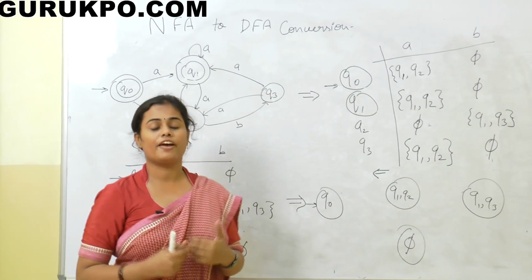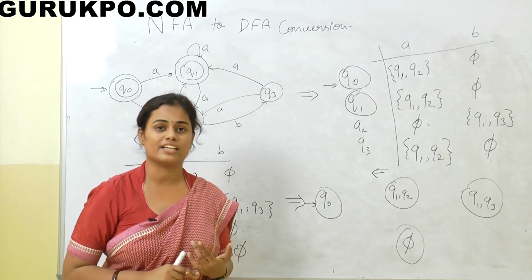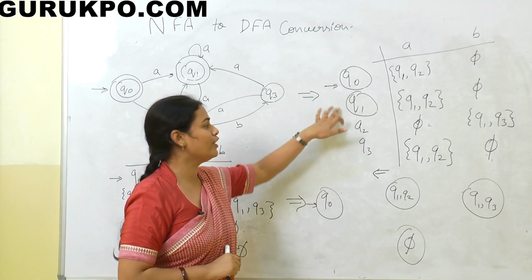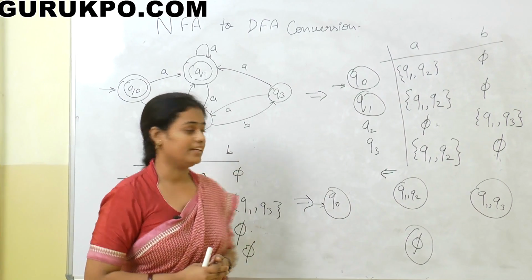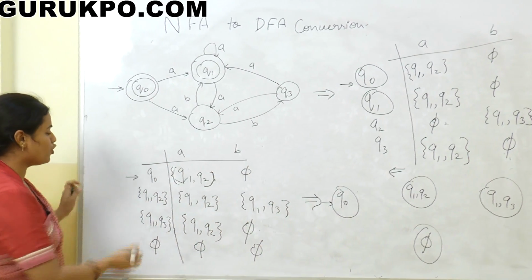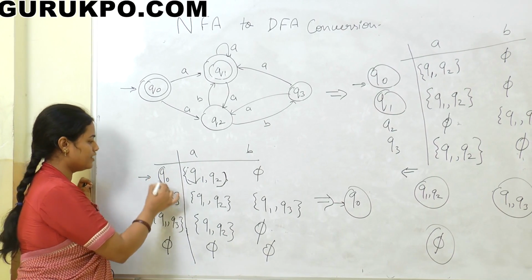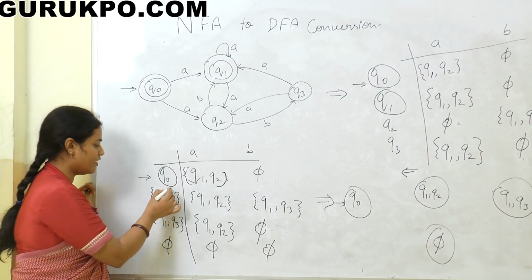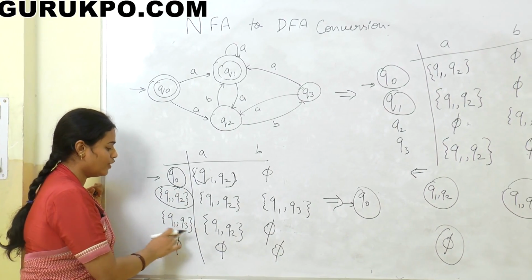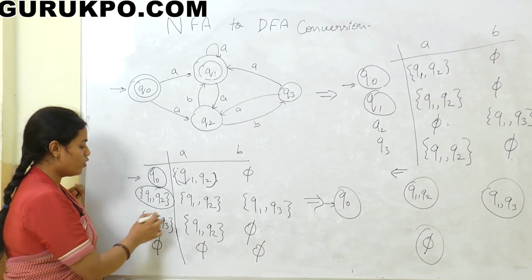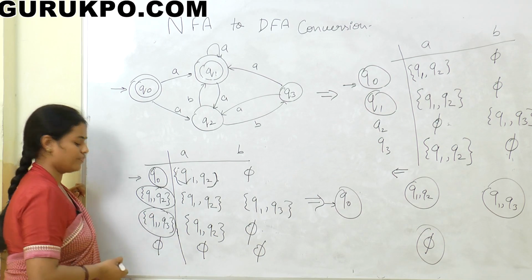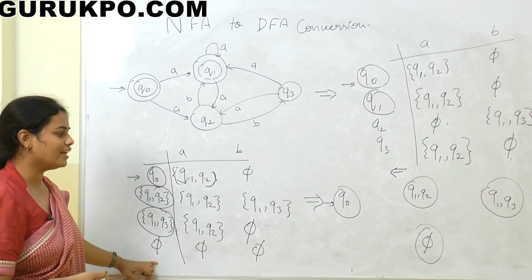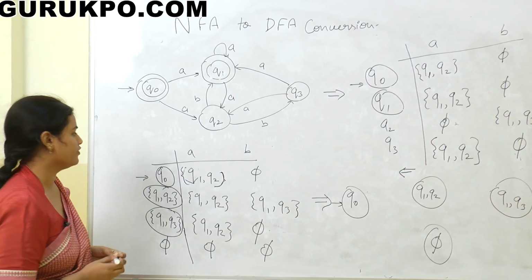For a DFA, when we make a final state, all the states which include Q0 and Q1 will be final states. Q0 includes Q0, so this will be a final state. Q1, Q2 includes Q1, that is why this is a final state. Q1, Q3 includes Q1 also, that is why this is also a final state. Null is nothing, we can't take any risk with it.